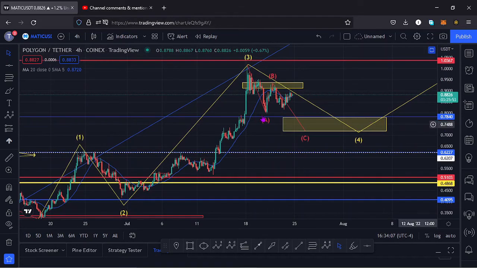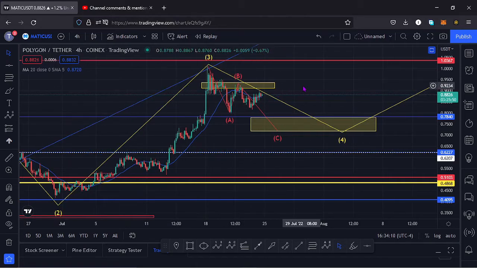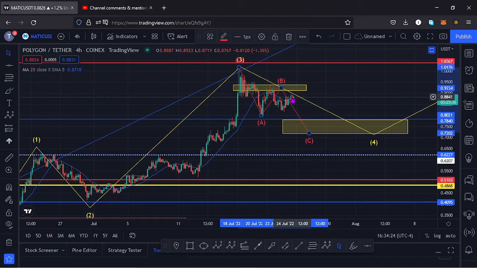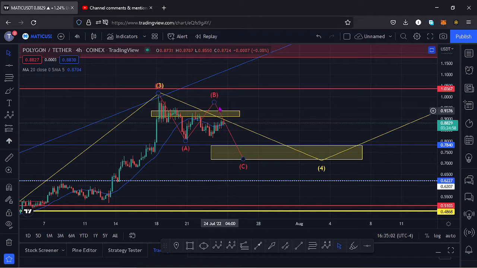So some of the key moves that I expect to play out in this ABC correction is that we might try to get a little bit higher to the upper side, and I expect us not to break above this high that we made over here, because that is the high for the wave B. If we manage to break above that high, then I'll have to restructure my ABC correction, having the wave B at the current high that we make over here. Then I would expect us to have a retracement to the lower side in the formation of that wave C.